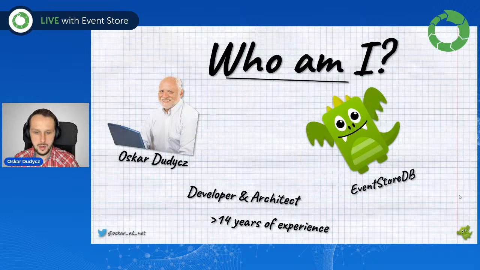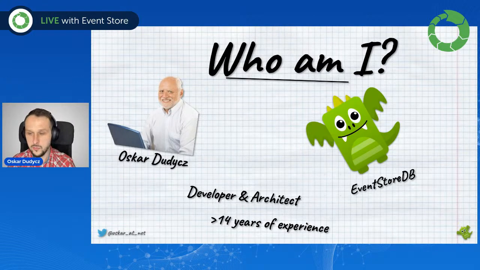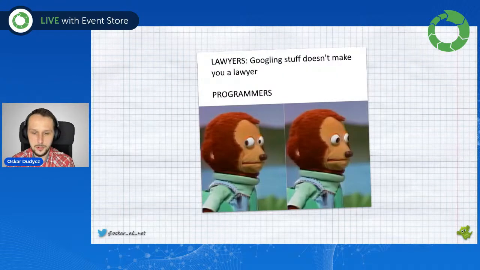So a few words about myself. My name is Oskar Dudycz. I'm a developer for over 14 years. I'm an architect, and currently I'm working as a developer advocate at EventStoreDB. I went through the whole journey from junior developer, mid, senior, tech lead, and architect. And lawyers are saying that Googling stuff doesn't make you a lawyer, but programmers, of course, we like to Google, we like to ask, we like to chat.